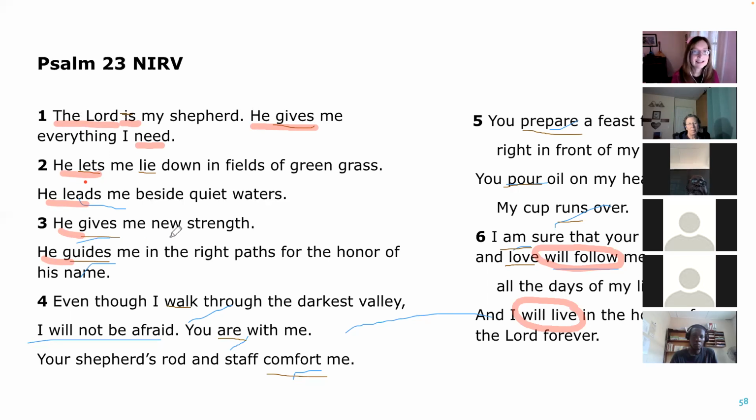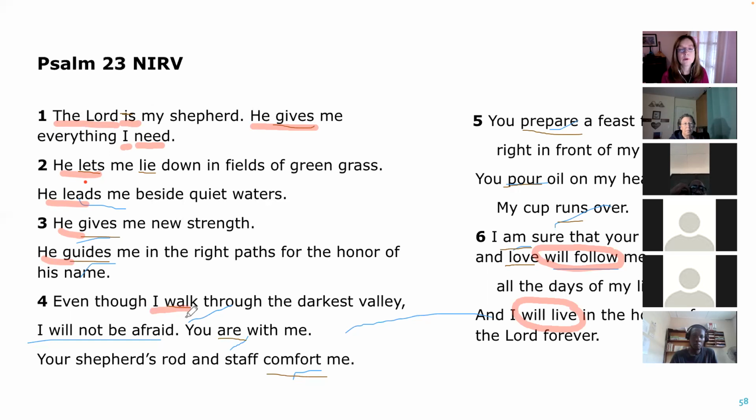But when I talk about myself, or here, this is King David talking about himself in the first person, when the subject is I, we see it's I need. I need. There's no S at the end. I walk. There's no S at the end.